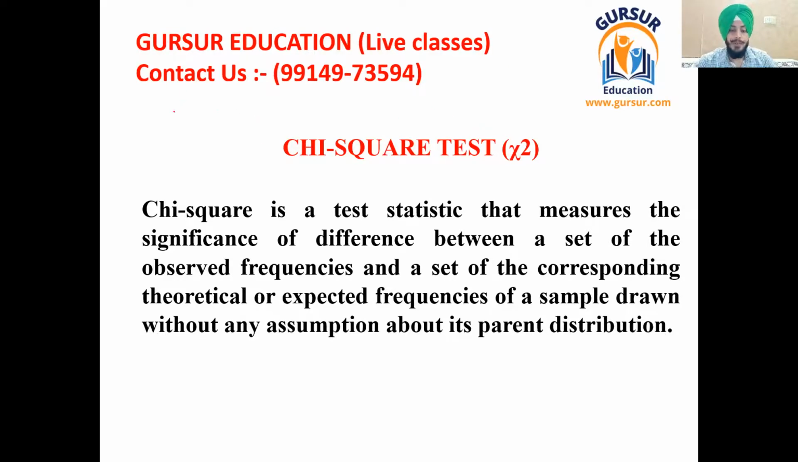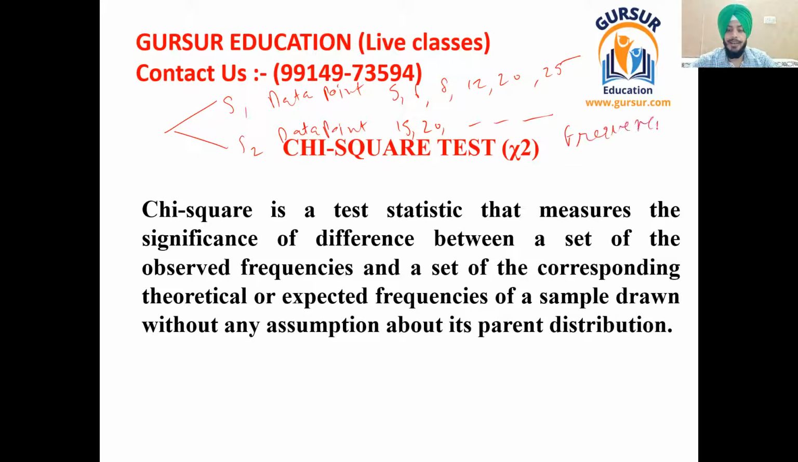Okay, I have taught you the complete procedure. So if there are two samples, sample 1, sample 2, in sample 1 there are some data points. These can be any, like 5, 6, 8, 12, 20, 25 or anything. And in the same way there is sample 2, and it can have its own data points. These can be 15, then 20 or anything like that. And they can have their own frequencies as well. Both the data series can have frequencies corresponding to their data point values.